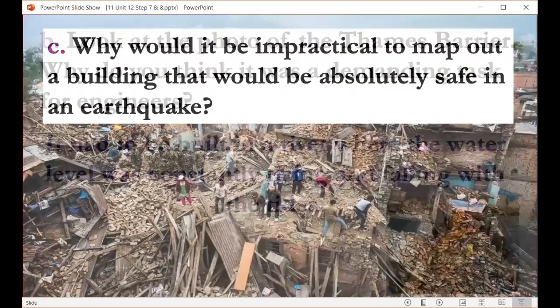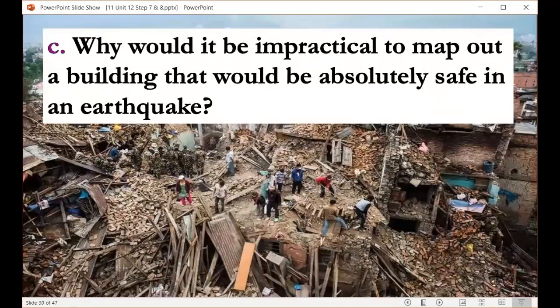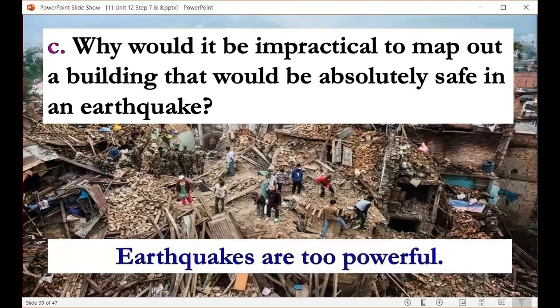Question C. Why would it be impractical to map out a building that would be absolutely safe in an earthquake? Why do you think it is impractical? Yeah, because earthquakes are too powerful. We can't stop the impact of the earthquakes.